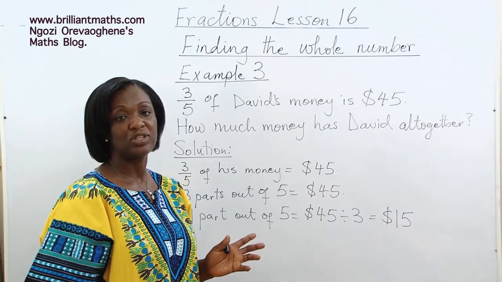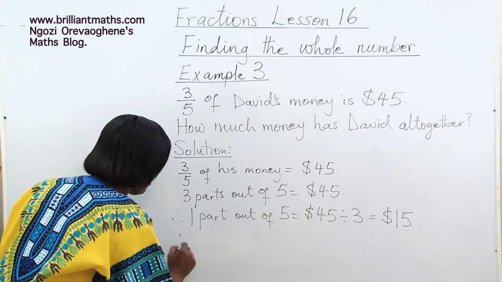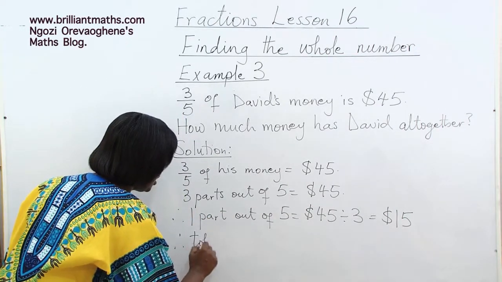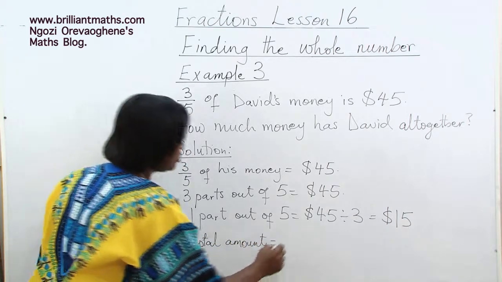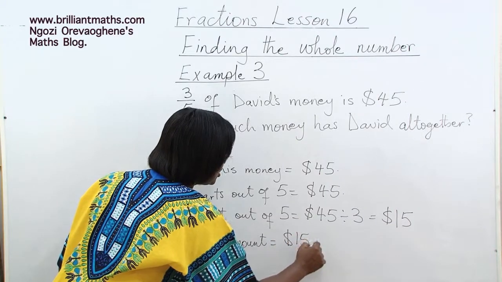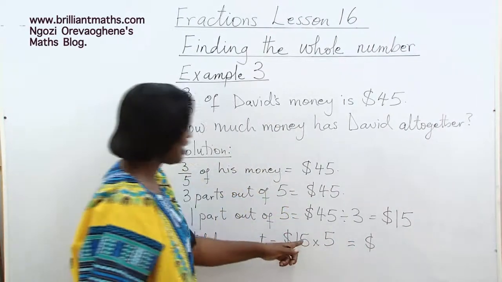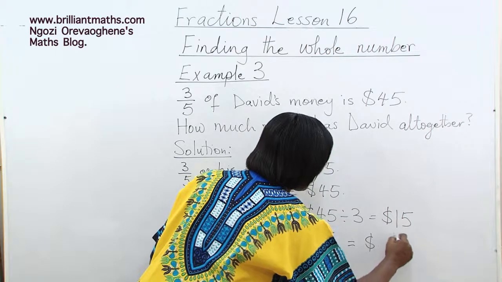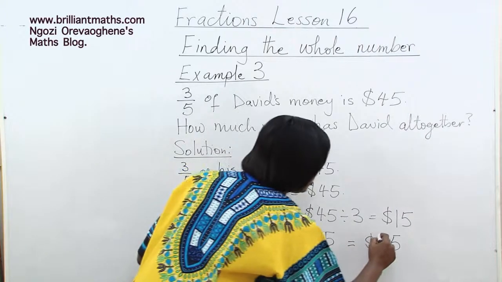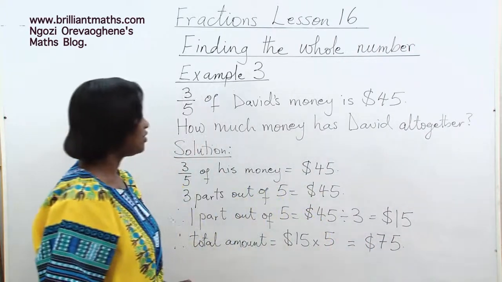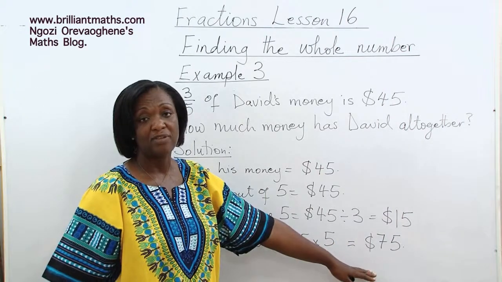So how much did he have altogether? It will be $15 times 5. Therefore, total money, or total amount, will be equal to $15 times 5. 5 times 5 is 25, carry 2. 5 times 1 is 5 plus 2, and that will give us 75. So that means that David has $75.